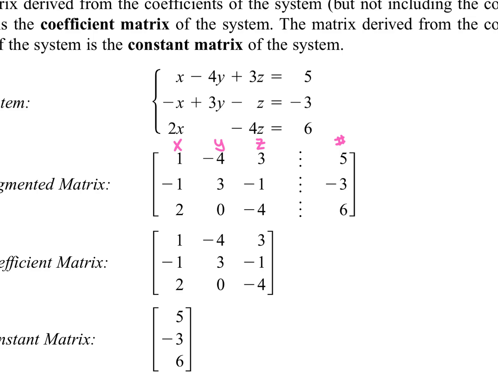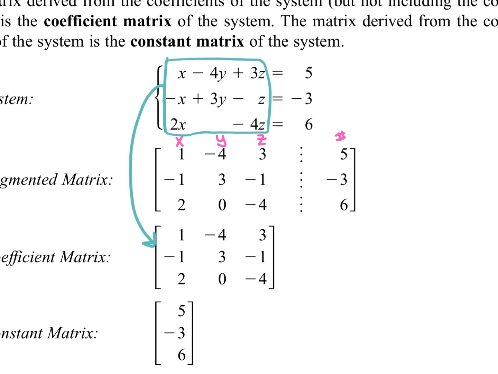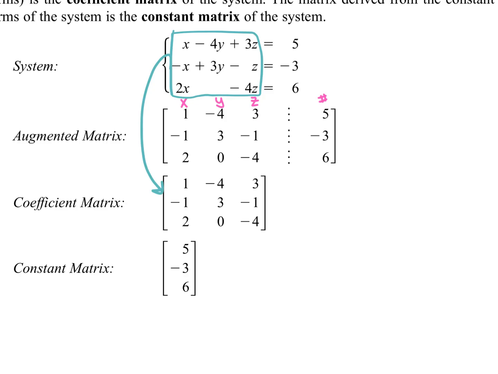And we also have a coefficient matrix, which would just be the coefficients of the variables. So just the coefficients would be in our coefficient matrix. We don't write what it equals. And then we also have a constant matrix, which would just be the constants. So everything that it equals is just the constant matrix. But the augmented matrix is all of it together.